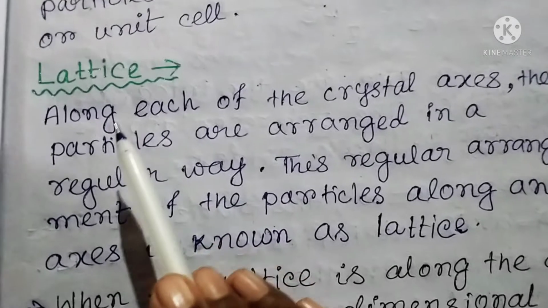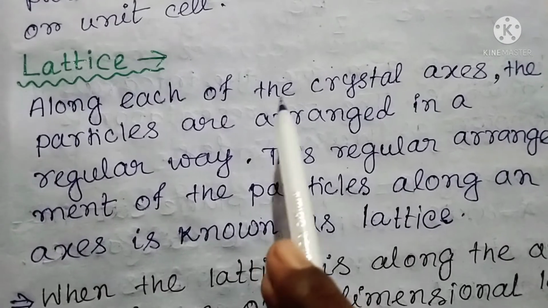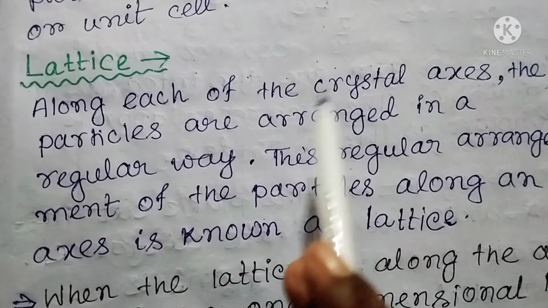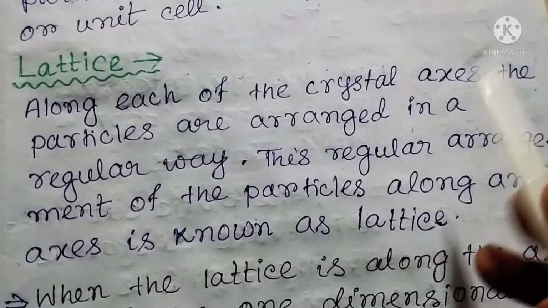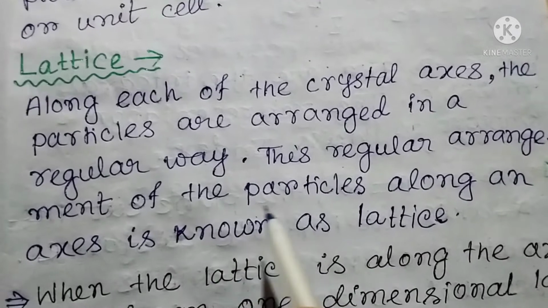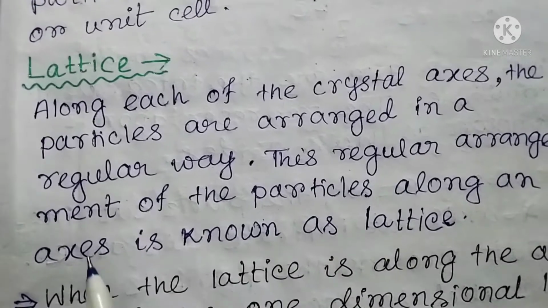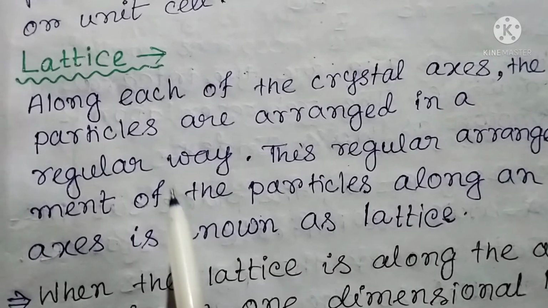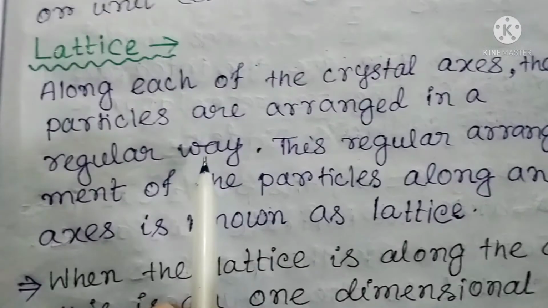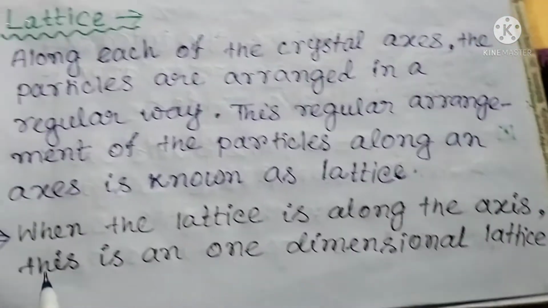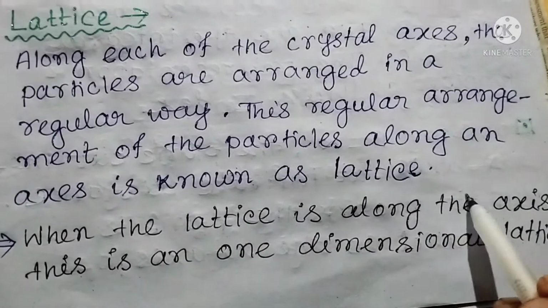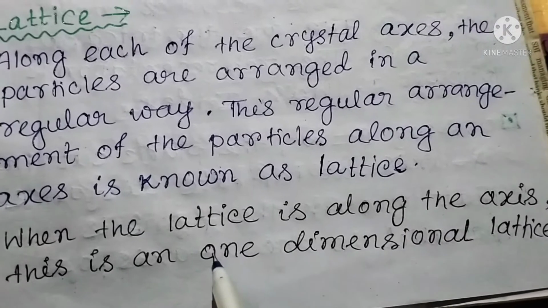Now, next, see lattice. What is a lattice? Along each of the crystal axes, the particles are arranged in a regular way. This regular arrangement of the particles along an axis is known as a lattice. So, this is the definition of lattice. Now, what is a 1D lattice? When the lattice is along an axis, it is a one-dimensional lattice.